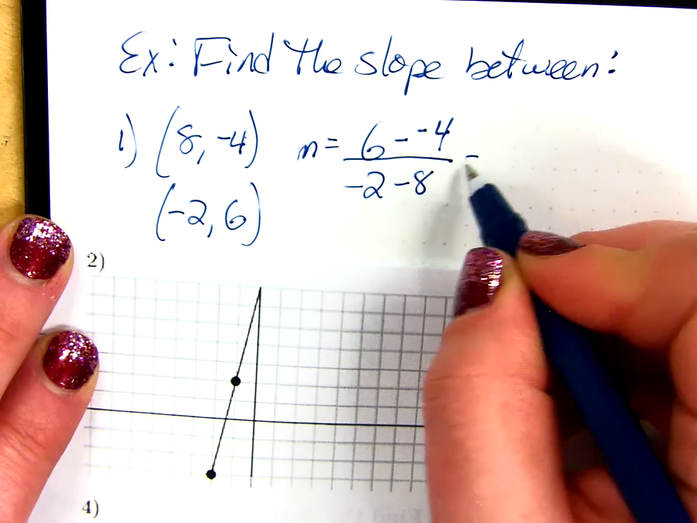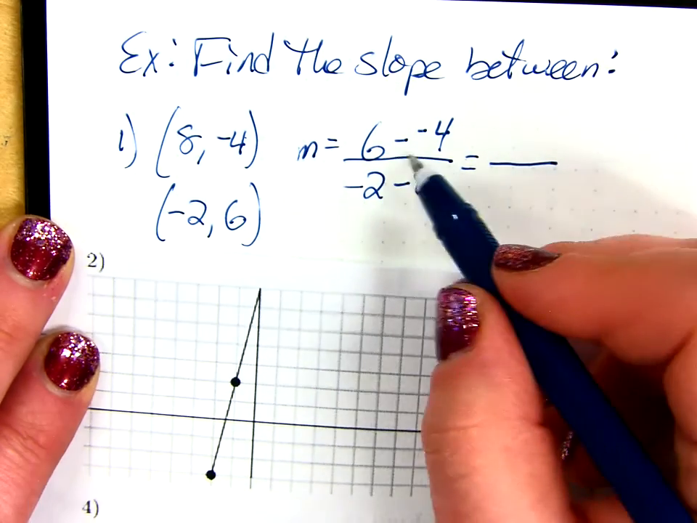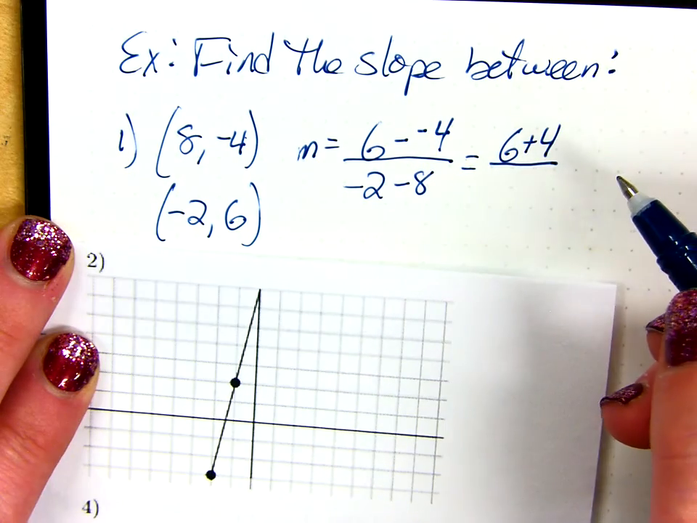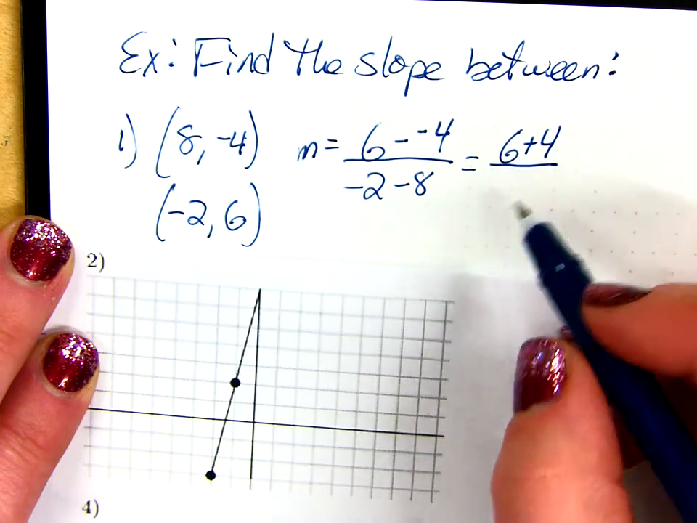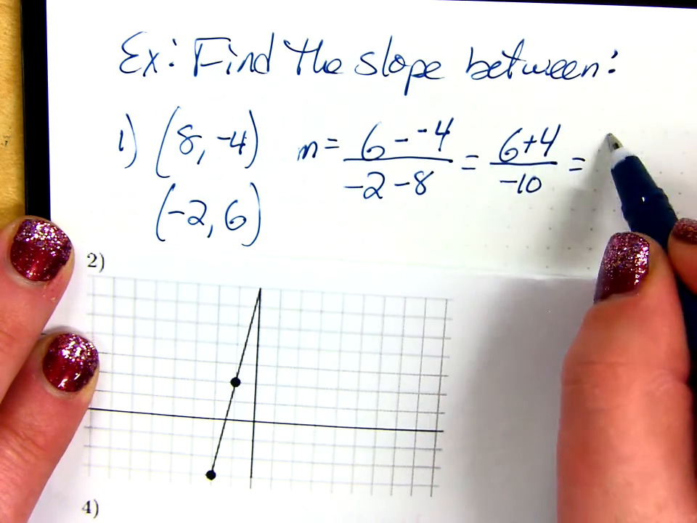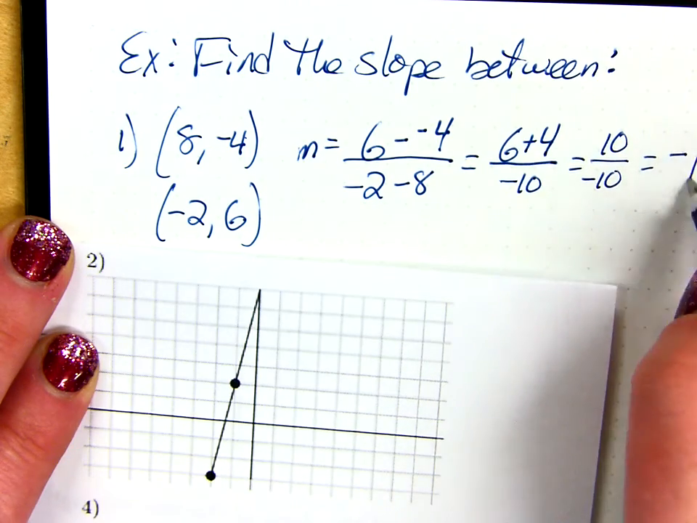So please check that you have the pieces in the right spot. Now, since I have minus a negative, that turns into 6 plus 4, doesn't it? And then the denominator, what's negative 2 minus 8? Negative 10. So I get 10 over negative 10, negative 1.